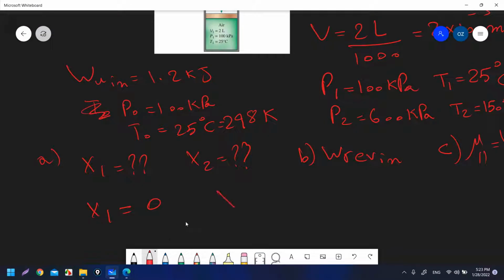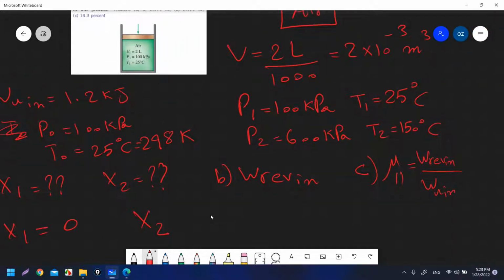For x2, you have to use the long equation. X2 is equal to m phi 2. Okay, I don't have the mass, so let's see how we can find it. But let's first write phi 2, what it is equal to. M phi 2 is equal to u2 minus u naught, the surrounding, plus P naught.